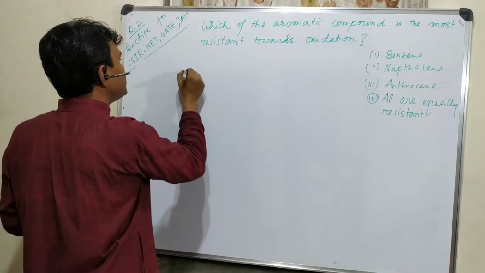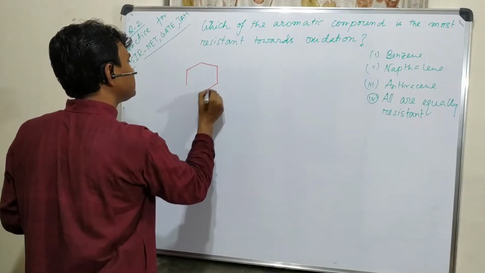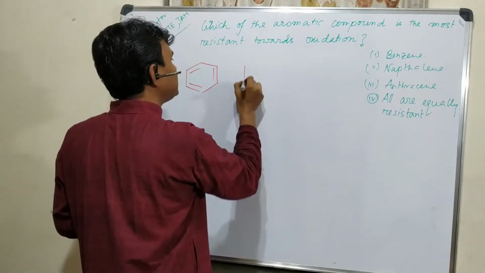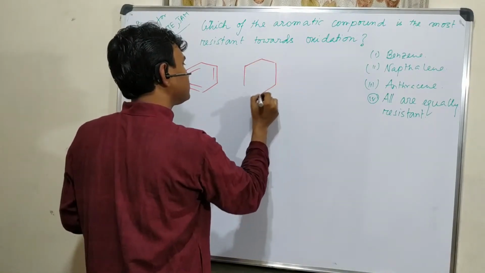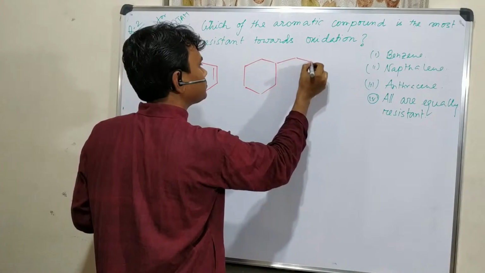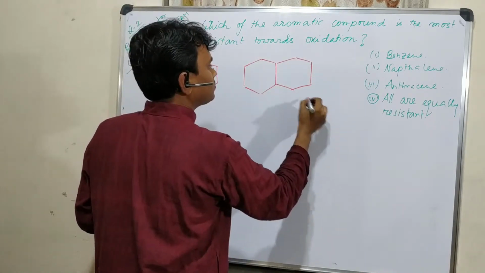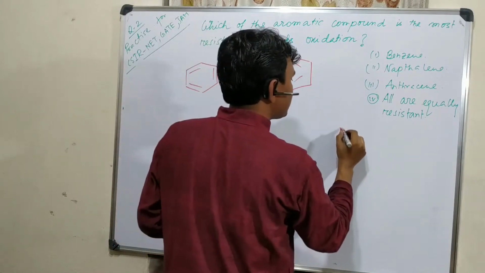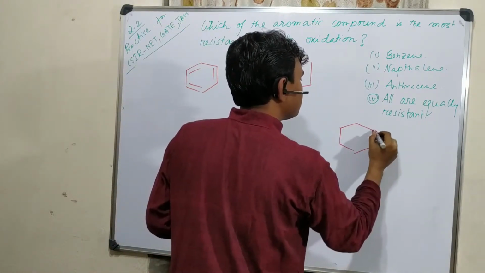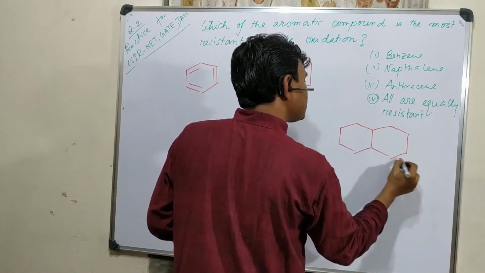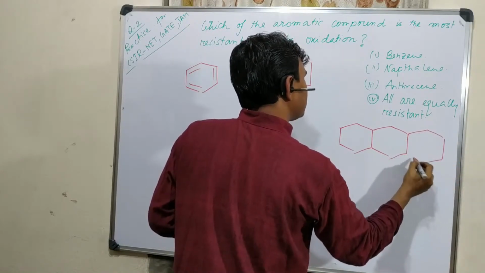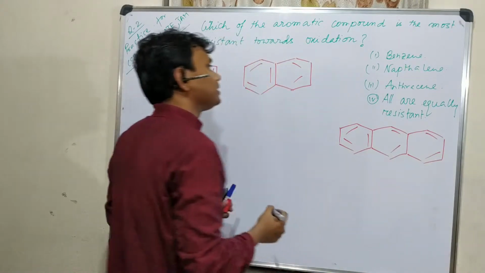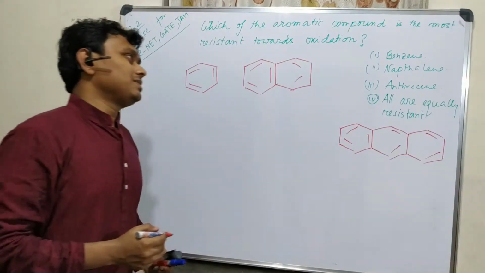So this is benzene, this is naphthalene, and this is anthracene. Each has one more benzene ring unit added. Okay. What is the background of asking this question?